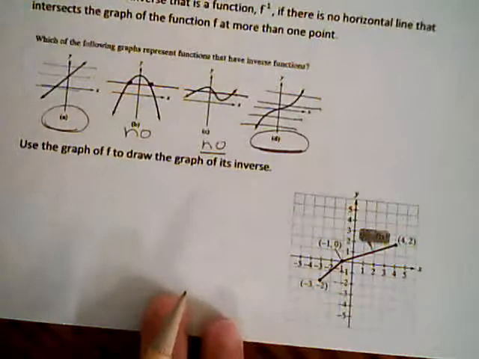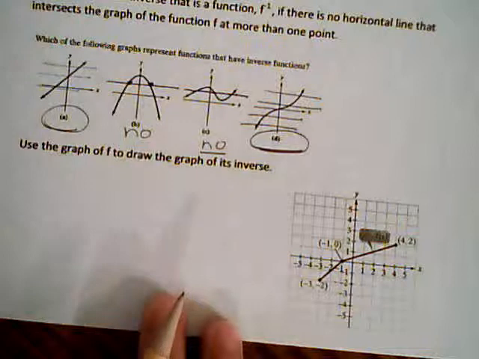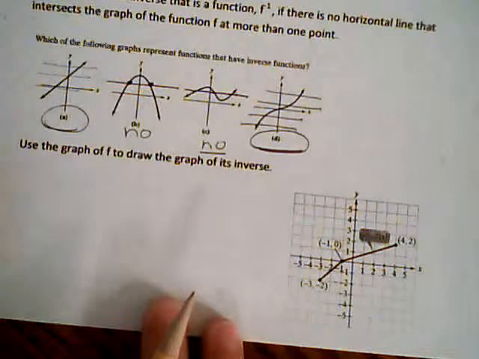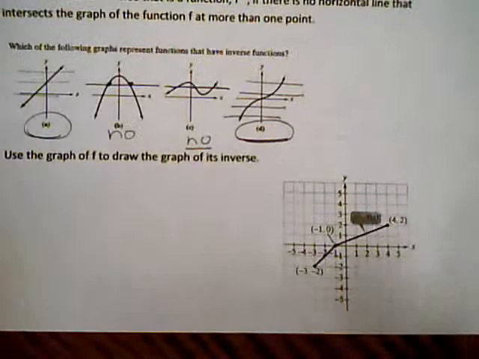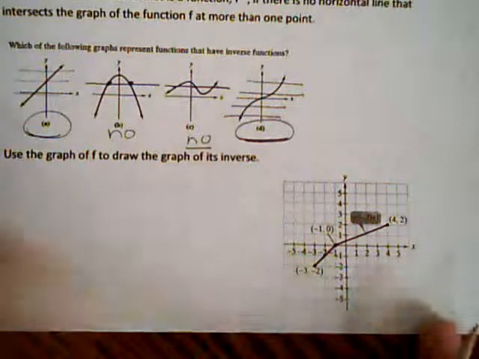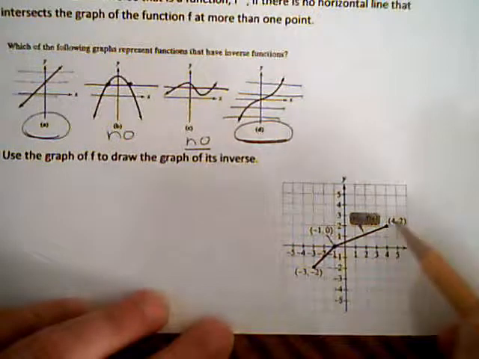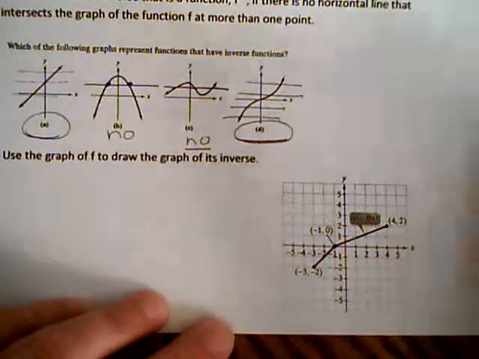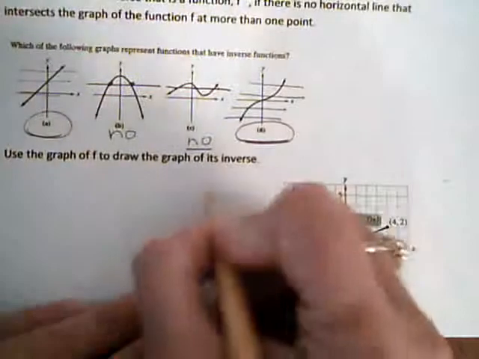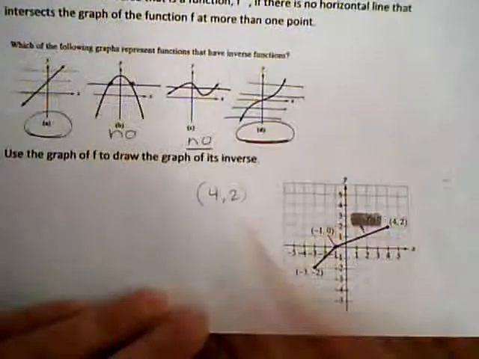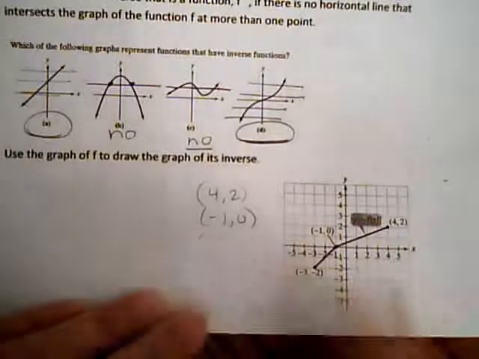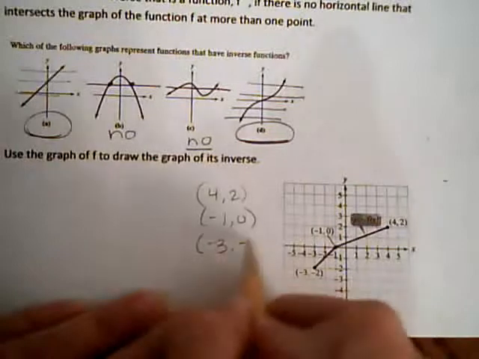Okay, number 4, this last problem, it's number 4 on my sheet. It may not be on the handout that you have, but I just wanted to show you an example. It says use the graph of f to draw the graph of its inverse. So this is just giving you a function with 3 specific points. (4, 2) is 1 point, and then (-1, 0), and (-3, -2).